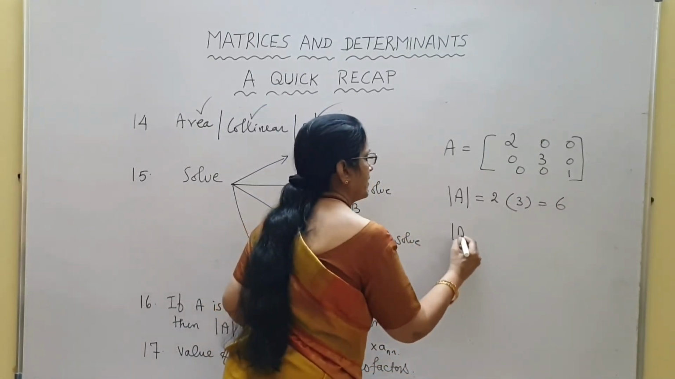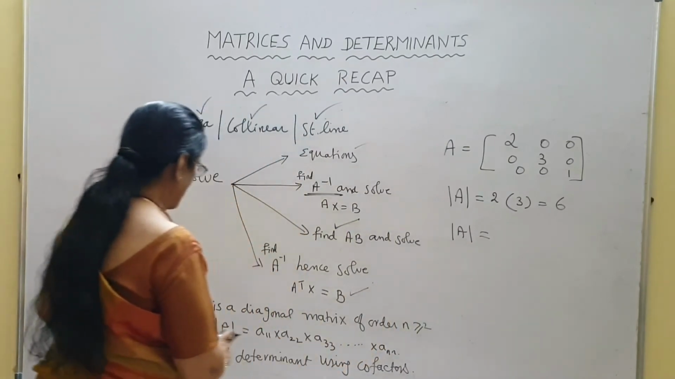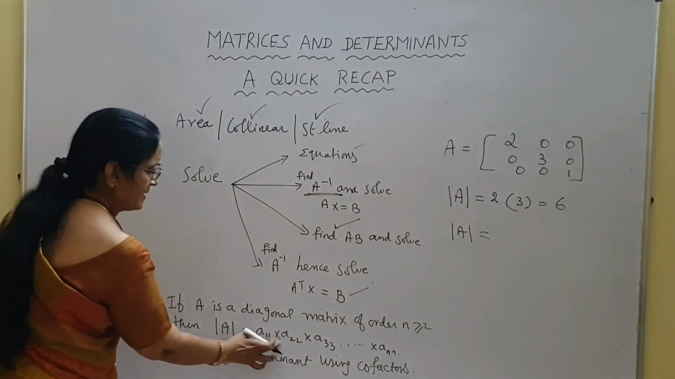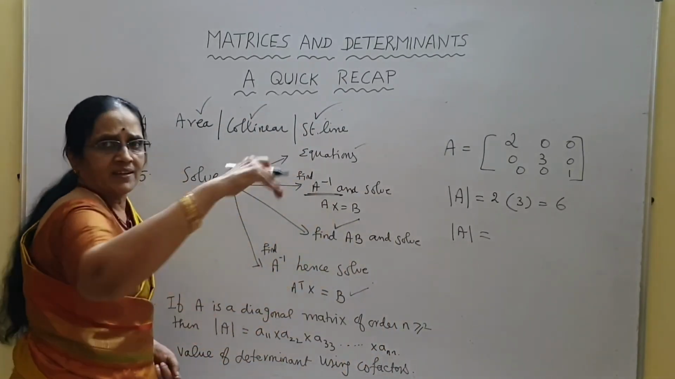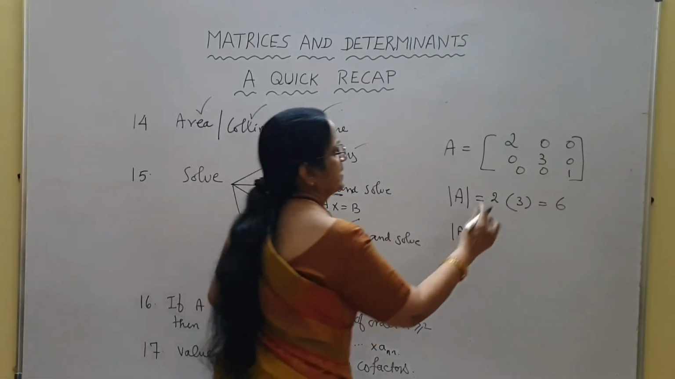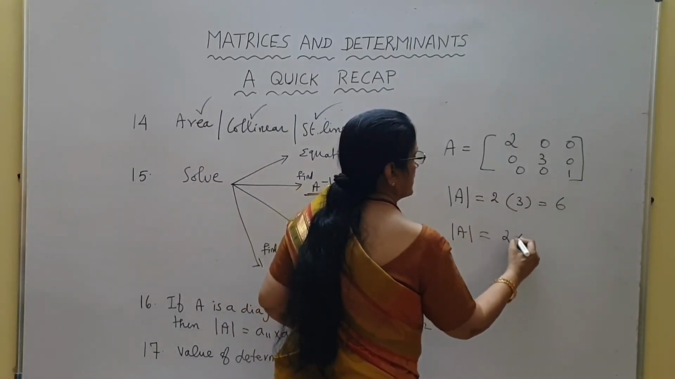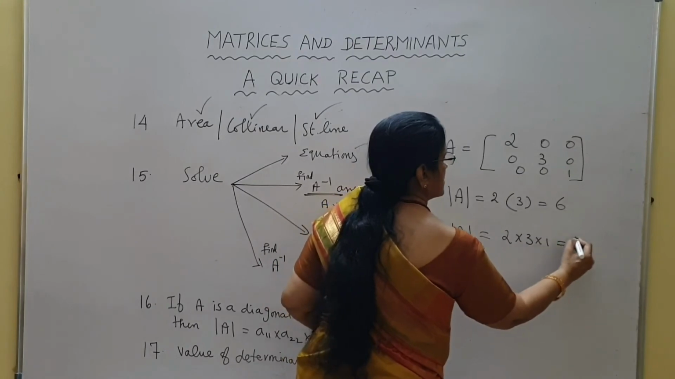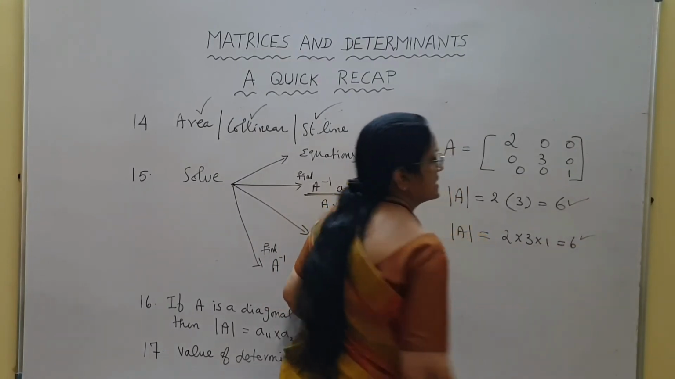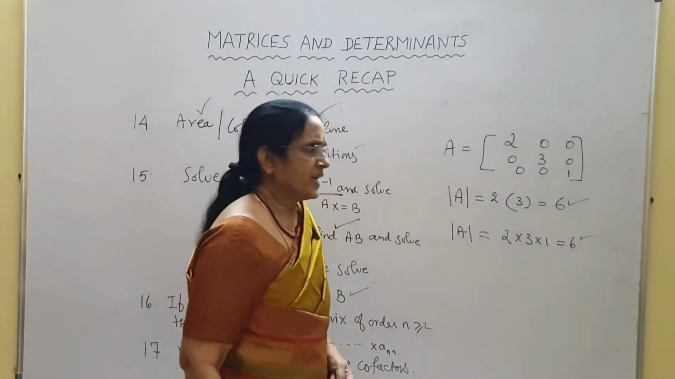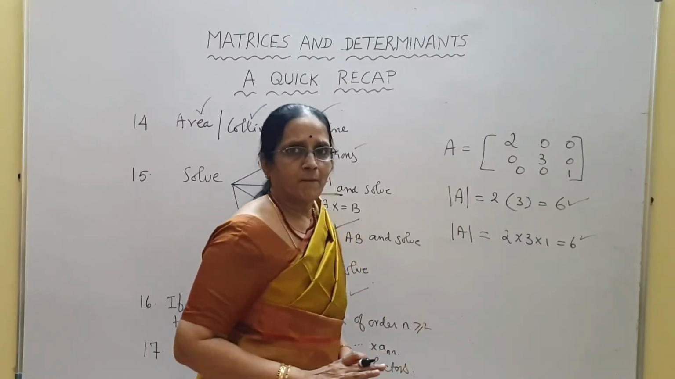Or, the determinant of A is equal to, as per the rule, the product of the elements of the main diagonal. So you will be getting 2 into 3 into 1, which is equal to 6. So, both are the same. Okay, this also you should keep in mind.